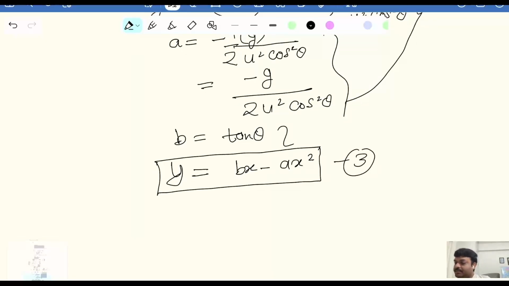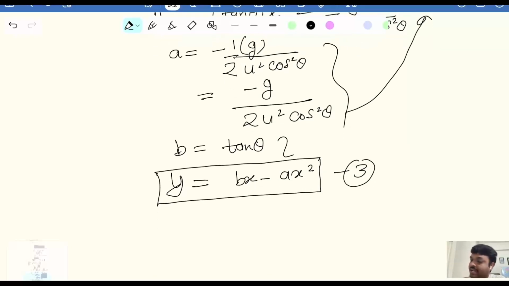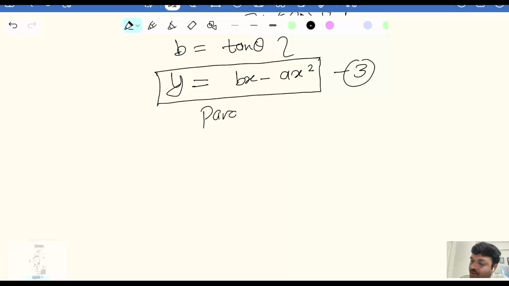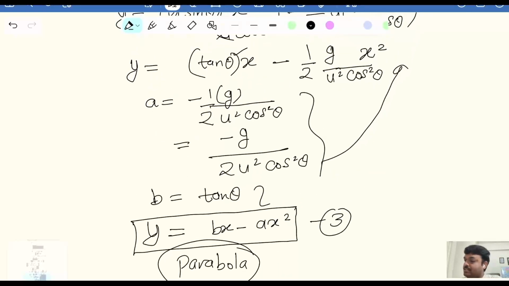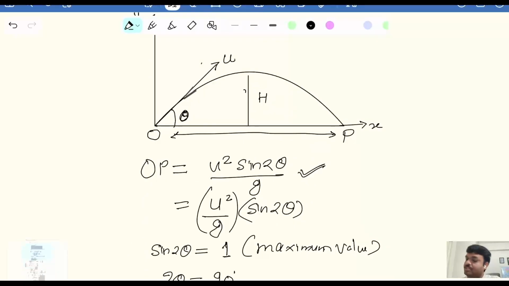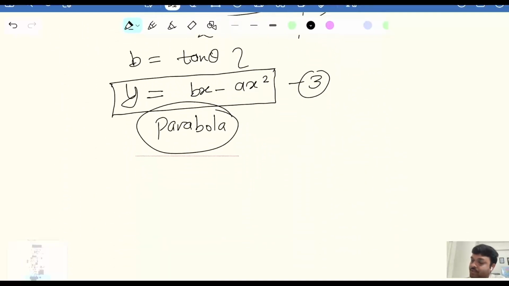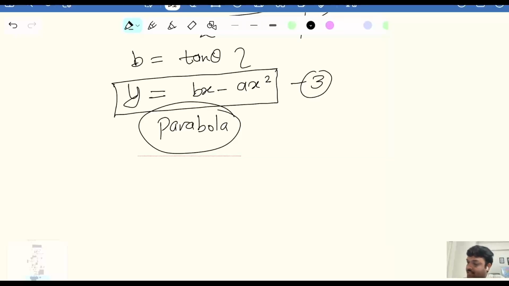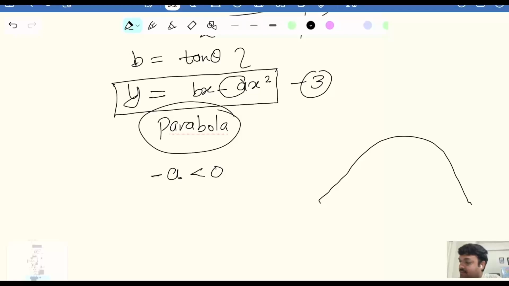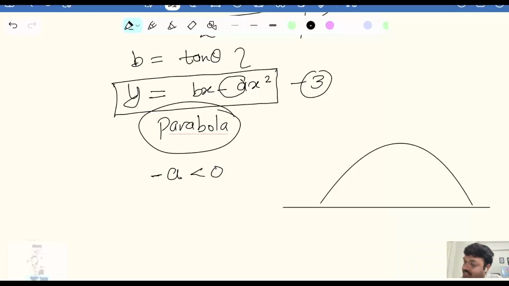So what is this equation? This is essentially the relationship between y and the x-axis for the projectile motion, and this is the equation for a typical parabola. So what is the shape of this trajectory? This is a parabolic shape, right? So this is a parabola, and if we see, the coefficient of x square is negative, minus a is less than 0, hence the parabola has a shape upside down with respect to the coordinate system.